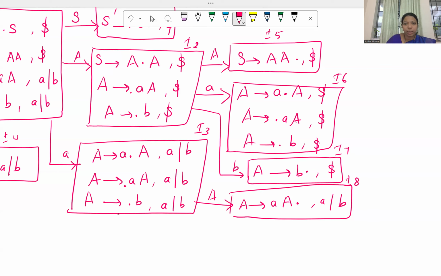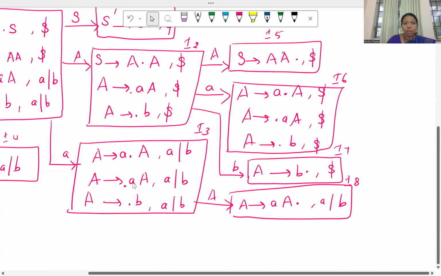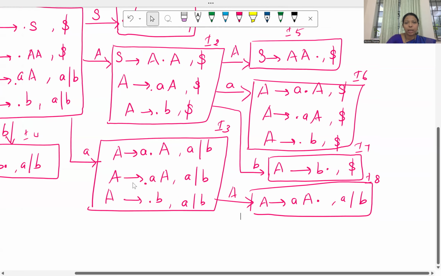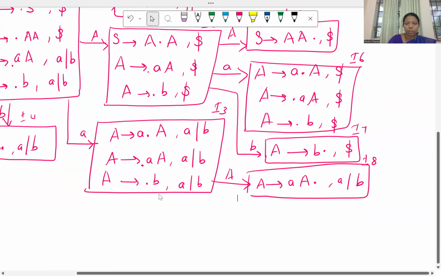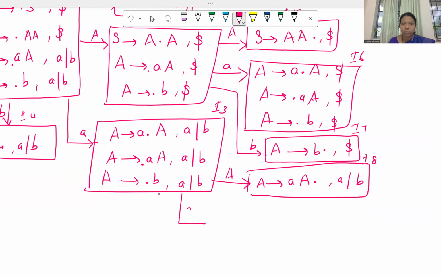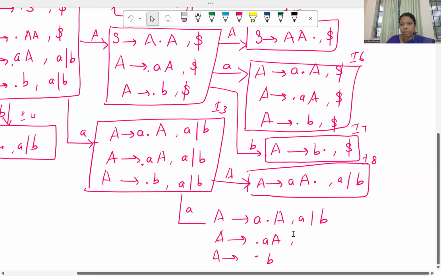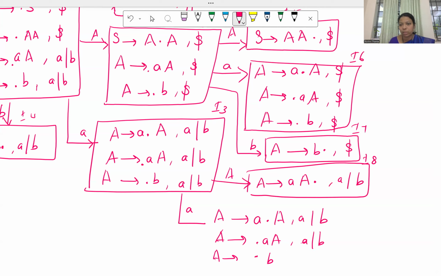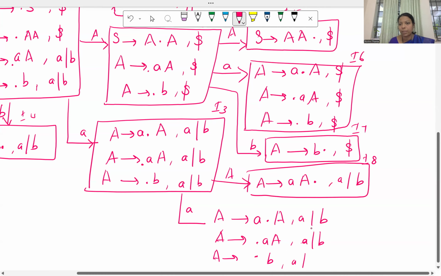And now, the next symbol to read is small a. When I read the small a, I will get the same state again. For you to understand, I'll write it one time. When I read the small a, A derives a dot A, and write the lookahead as such. After the dot, there is a non-terminal, so I'll write all the productions of A: dot capital A and dot small b. For this A only we wrote this closure, so the rest you have to find first. There is A and B, so first of A is A itself, first of B is B itself.